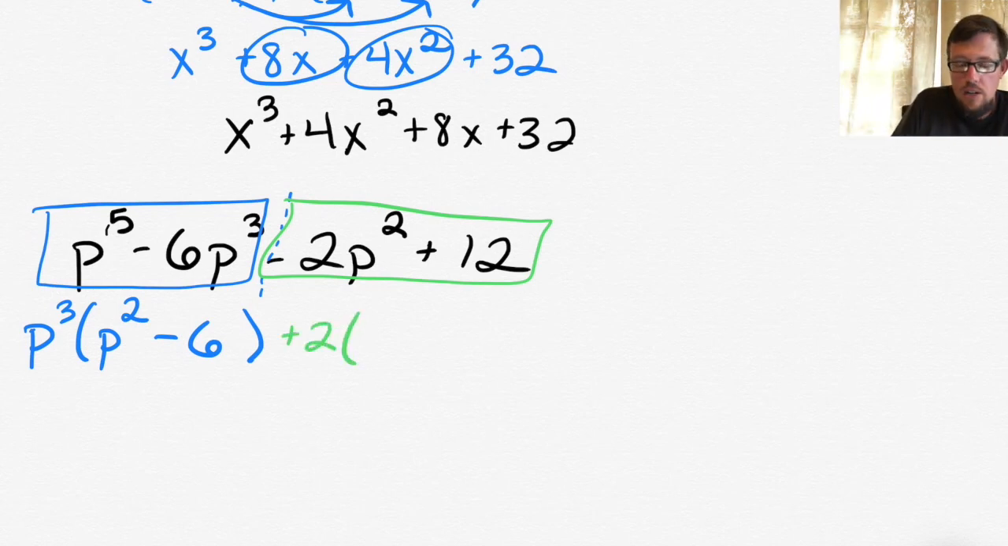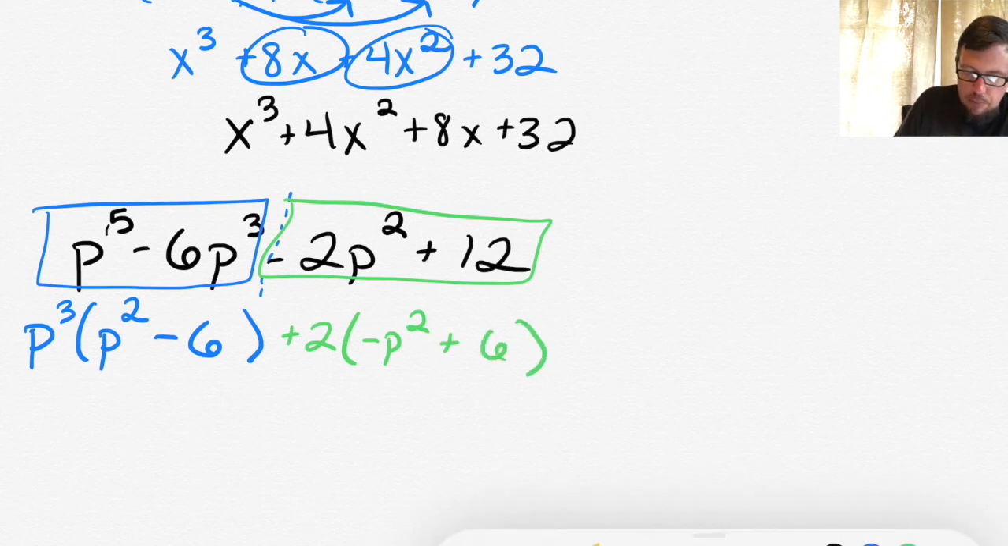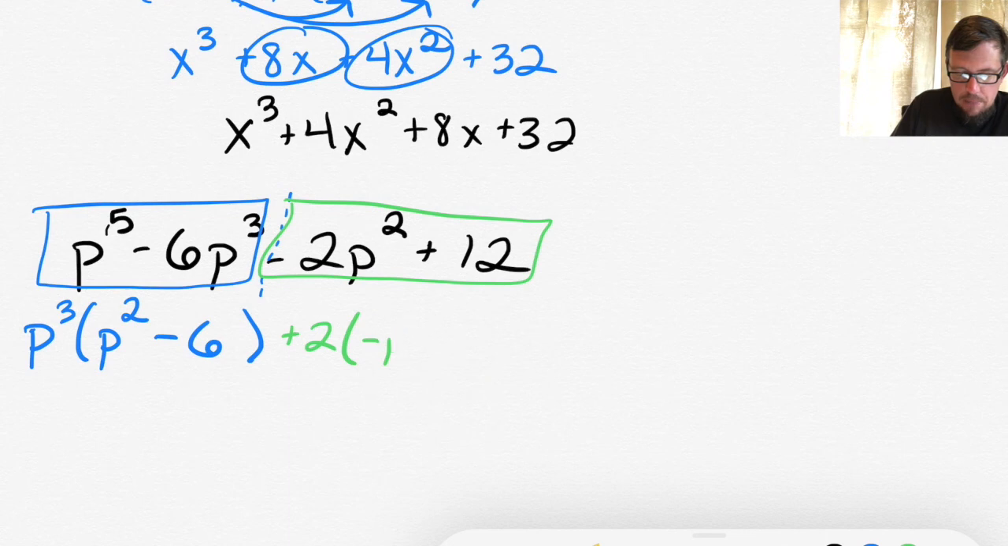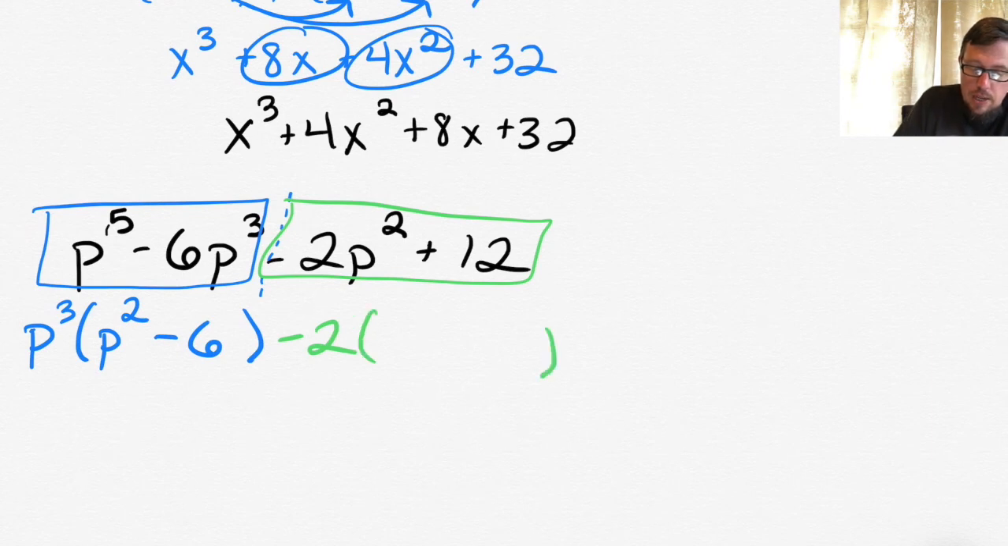Negative 2p squared divided by positive 2 is negative p squared, and 12 divided by positive 2 is 6. And you will notice that I have a problem here. This set of parentheses and this set of parentheses aren't the same. And that happens when you forget to factor out the negative. So if I back up here, and instead of factoring out a positive 2, I factor out a negative 2 like that. Now look what happens.